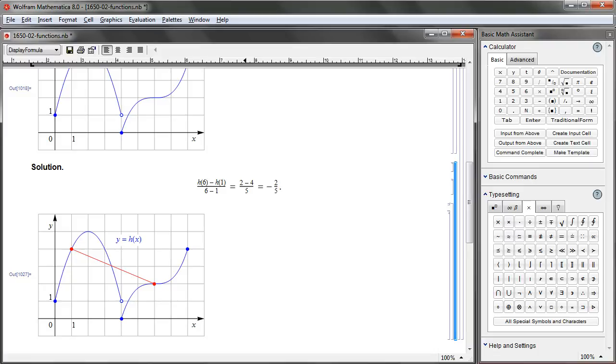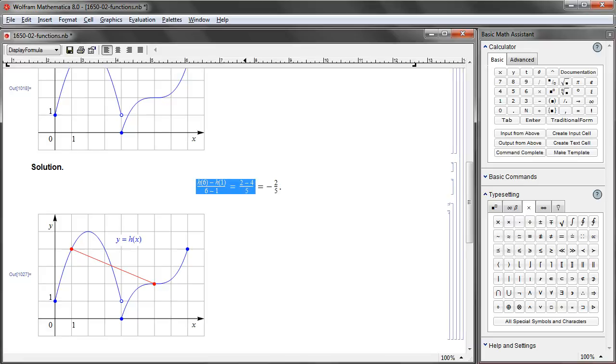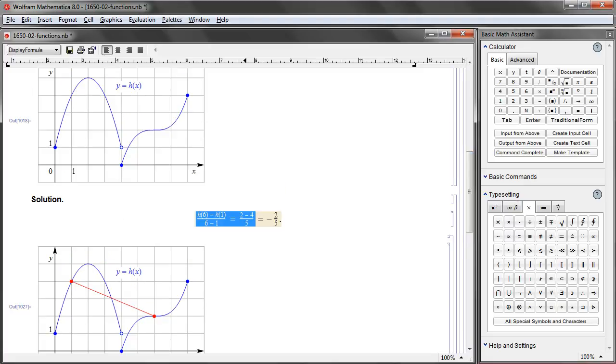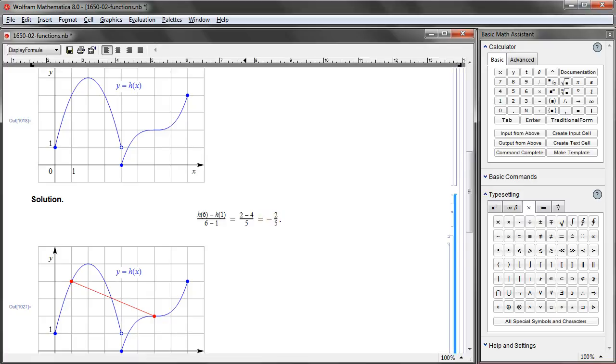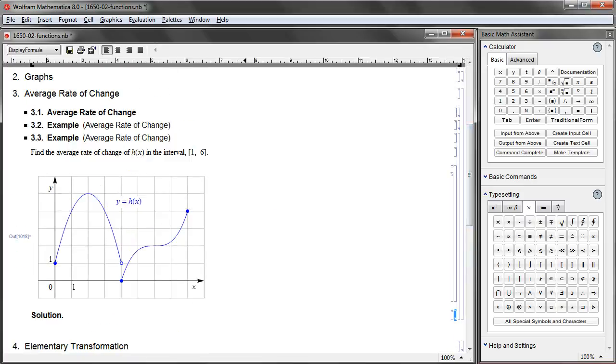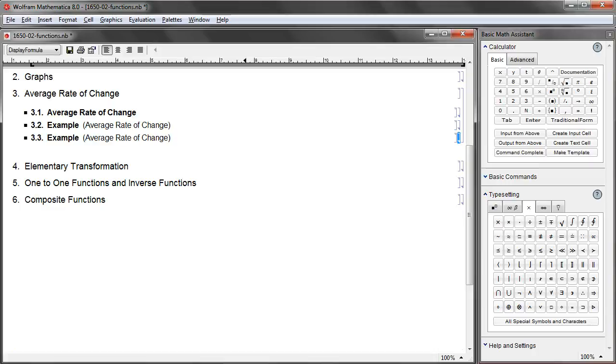h of 6, according to this graph, is 2. h of 1 is 4. So we have this computation: 2 minus 4 over 6 minus 1, ending up with -2/5. Graphically, the slope of the secant line is, as you see here, the slope of this red line segment. Okay, so much for section 2.4 of our textbook.